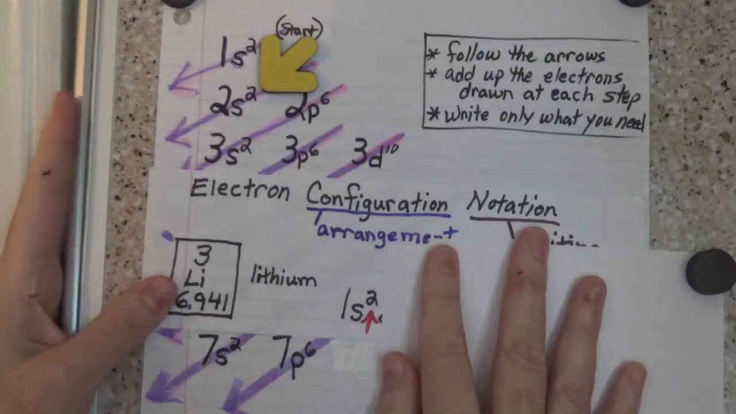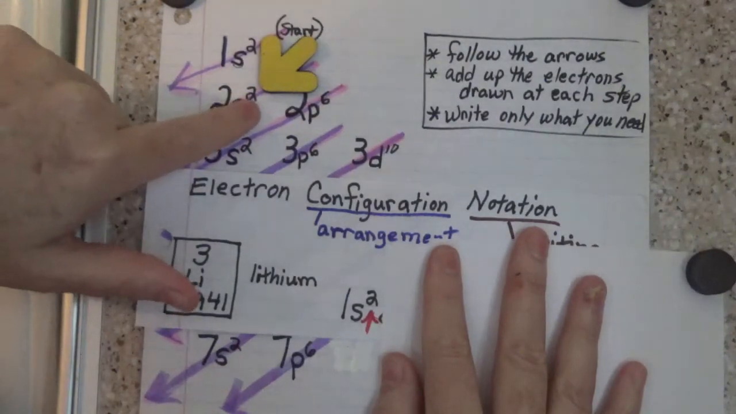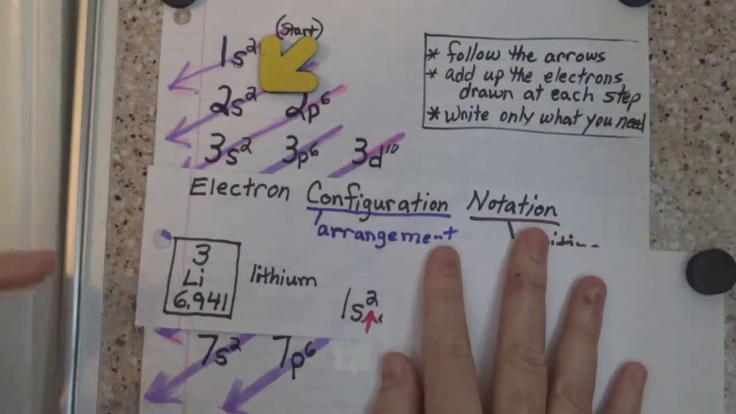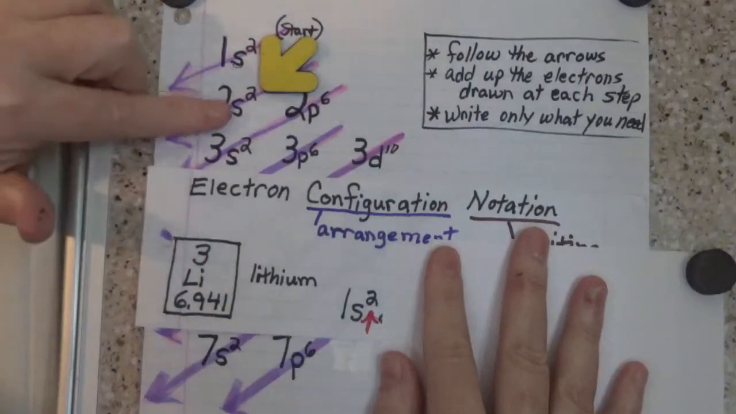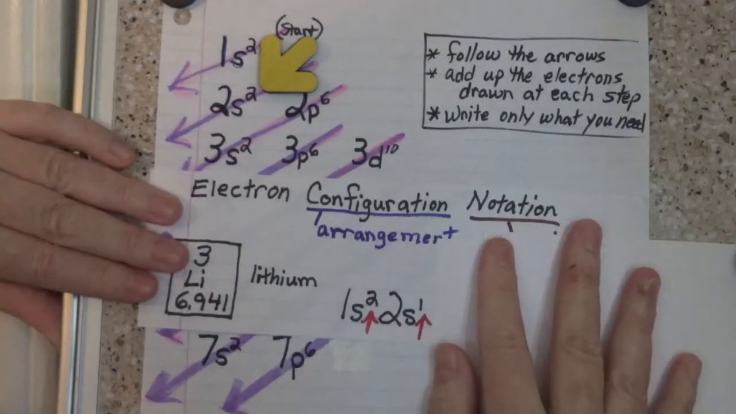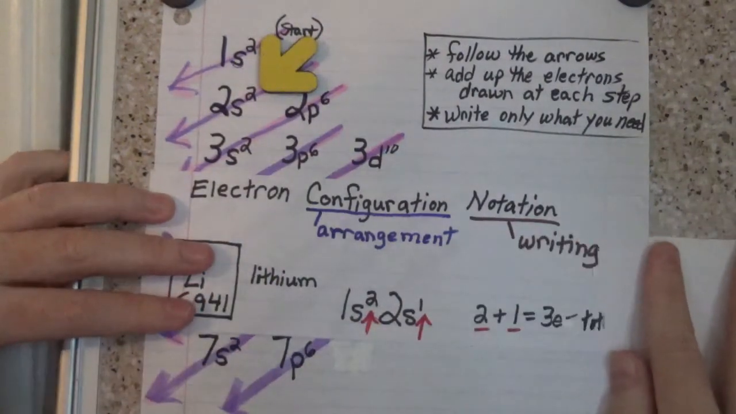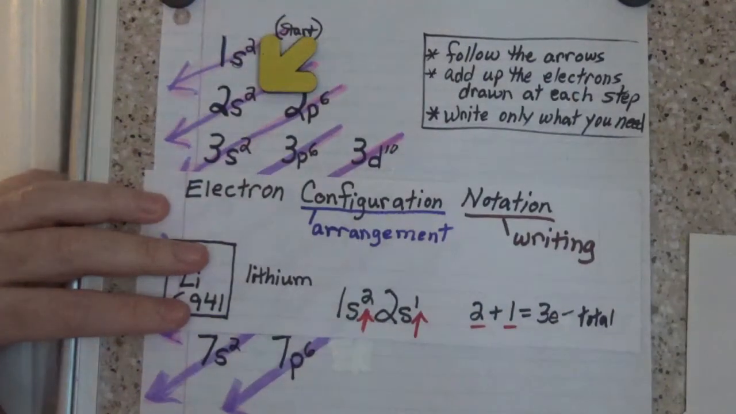Okay, the 2s sublevel. Now, if I put both electrons, the 2s2, well, that would give us 2 plus 2, and that's 4. That's too many. I only want 3 electrons. So I'm not going to write 2s2. Again, that'd be too many. I'm going to write 2s1, because 2 plus 1 gives us 3 total electrons, and that's all we want. So that's where you stop.